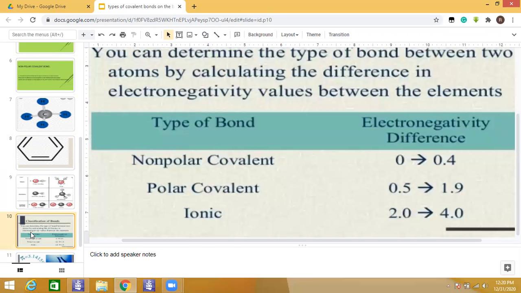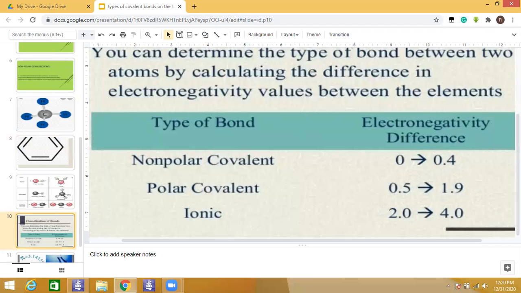So, classification of bonds: you can determine the type of bond between two atoms by calculating the difference in electronegativity values between the elements. If the electronegativity difference is 0 to 0.4, such bonds are non-polar covalent bonds. If it is greater than 0.4, meaning 0.5 to 1.9, they are polar covalent bonds. Higher than this, meaning 2.0 and so on, is an ionic bond.